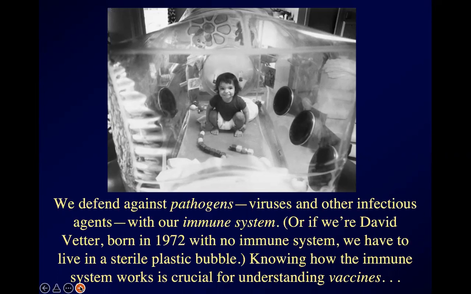And your immune system is the system in an animal's body. I'll be talking almost entirely about the human immune system, but other organisms have the same or at least similar systems. This is the way that you defend against pathogens. And if you're born without an immune system, like unfortunate David Vetter shown right here, you have to grow up in a sterile plastic bubble because any bacterium, any virus could cause a life-threatening infection.